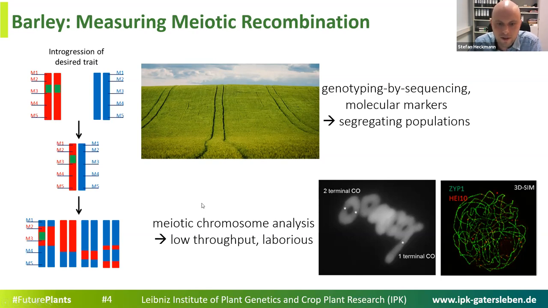The other way to measure meiotic recombination is a cytological approach, which is however very low throughput and very laborious. You can either check based on chromosome morphology where the crossover is, or you can use other cytogenetic techniques, like using antibodies detecting so-called meiotic recombination proteins that are located at sites where crossovers are. In this example, the red dots would mark future crossover sites. But this is really laborious and very low throughput.